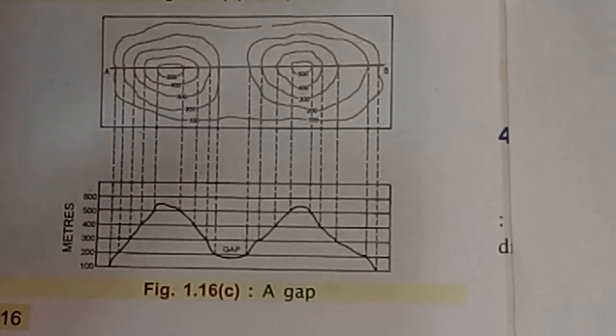So children, in this video we learned about contours, ridge, watershed ridge, plateau, cliff, pass, saddle, col, and gap.